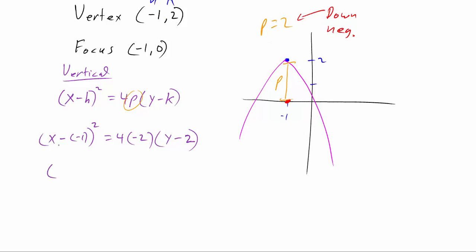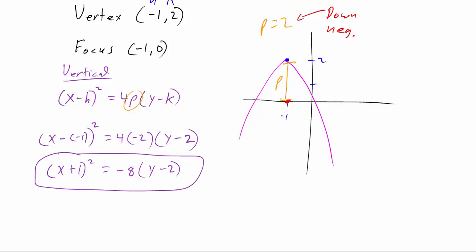And we could simplify this. The two negatives would make this x plus 1 squared. 4 and -2 would give us a -8 times y minus 2. And there we have our standard form of the equation.